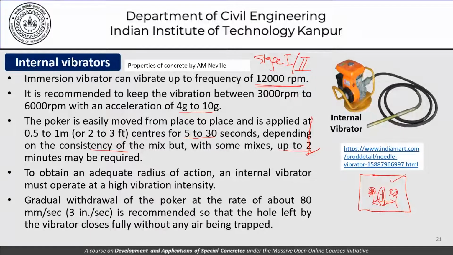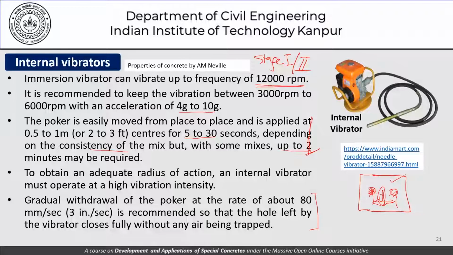Gradual withdrawal of the poker at a rate of about 80 millimeters per second, which is 3 inches per second, is recommended so that the hole left by the vibrator needle closes fully without any air being trapped. This is something which we need to observe.